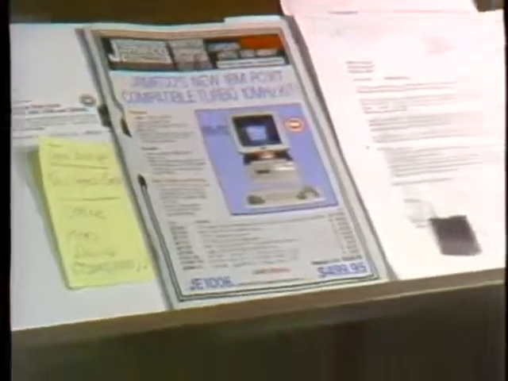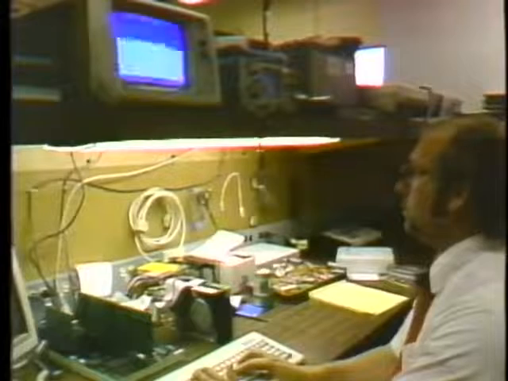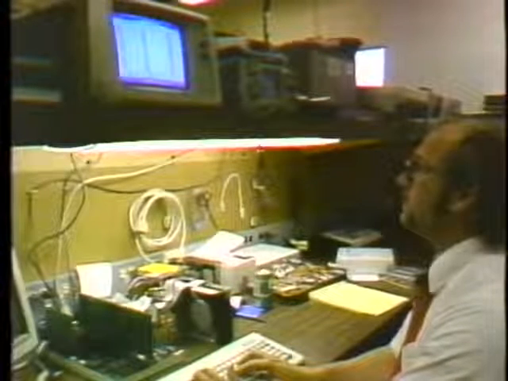At least part of the reason for the success of the add-in card has to be the drop in price. One of Jameco's first boards was a card that provided 80 columns of text on the Apple II monitor. Its price then, $395. Today, it's all yours for $40.